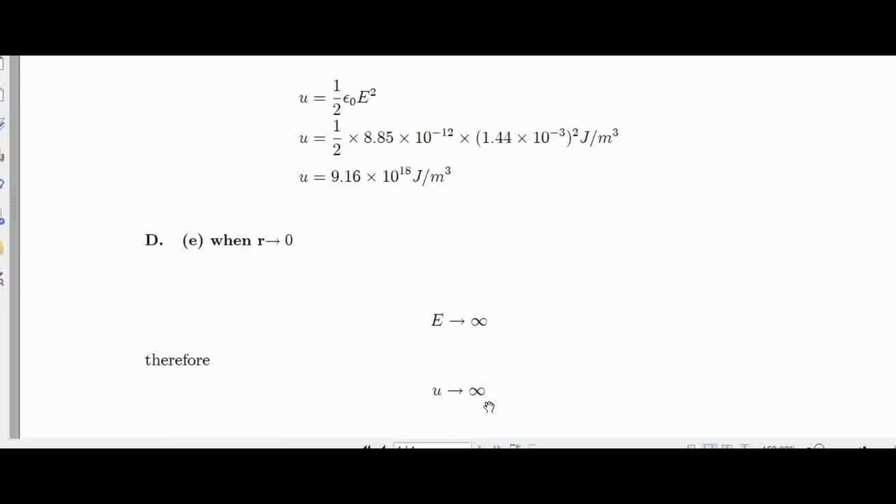So that's the solution of problem number 29. Hope you like it. If you have any query, you can ask me in the comments. I will respond to it, inshallah.